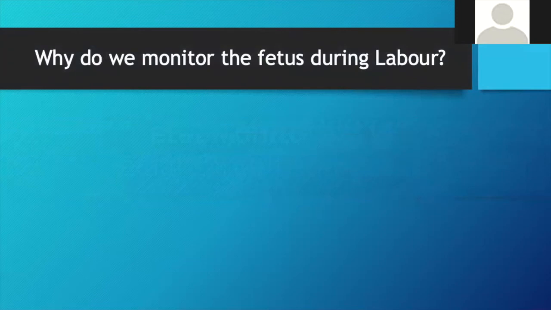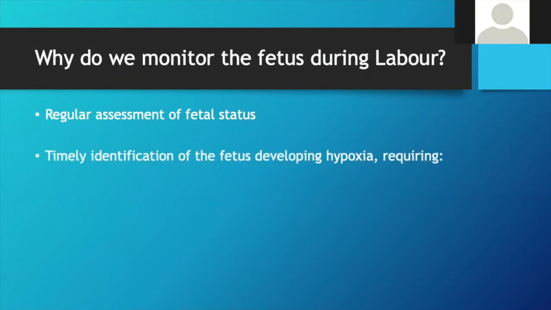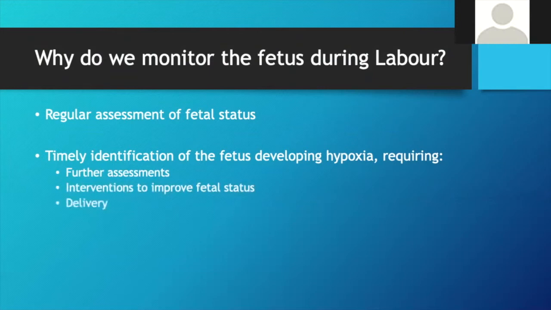Basic principle once again, why do we monitor the baby? The idea is regular assessment of fetal status. We need to make sure that baby is fine and mom is fine at all times. We need to make sure that when the baby is becoming hypoxic, we realize that it is and intervene in a timely fashion. If we need to assess, we can assess further. If we need to actually make baby better, then we have the chance to deliver. Equally, we need to make sure that we're not harming moms when we don't need to.